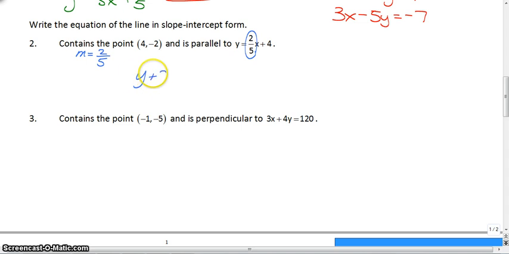So we have y plus 2, because it's y minus y1. Remember, minus and negative 2 is going to turn into plus 2, is equal to your slope, 2/5, times x minus 4. Distribute your 2/5. That's going to give you y plus 2 is equal to 2/5 x minus 8/5.